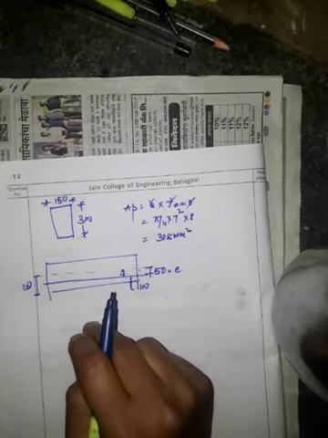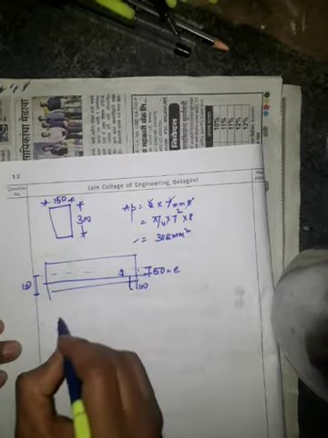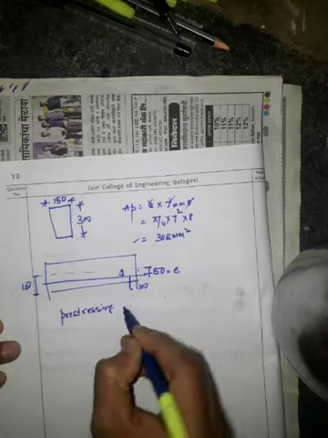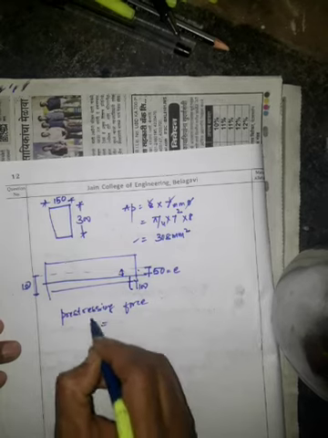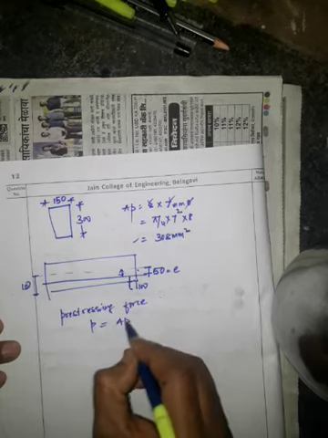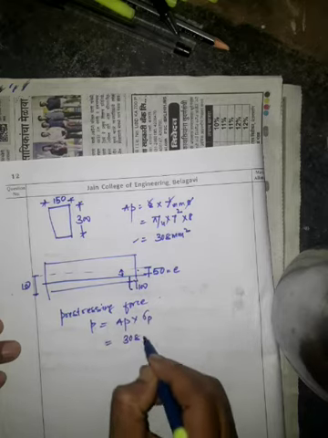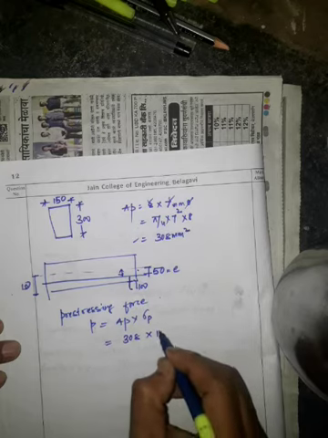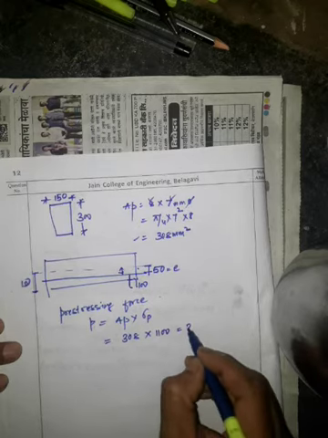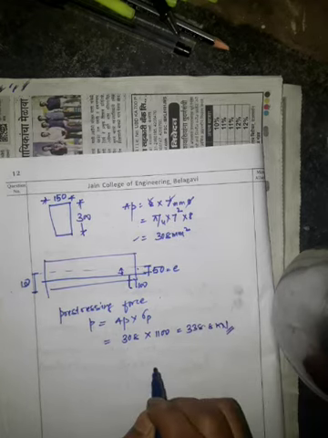Then next, you can easily find out the prestressing force. P is equal to the area of prestress into stress. So the area of prestress is 308, and the stress is given as 1100. So you can easily find out, and we got 338.8 kilonewton.